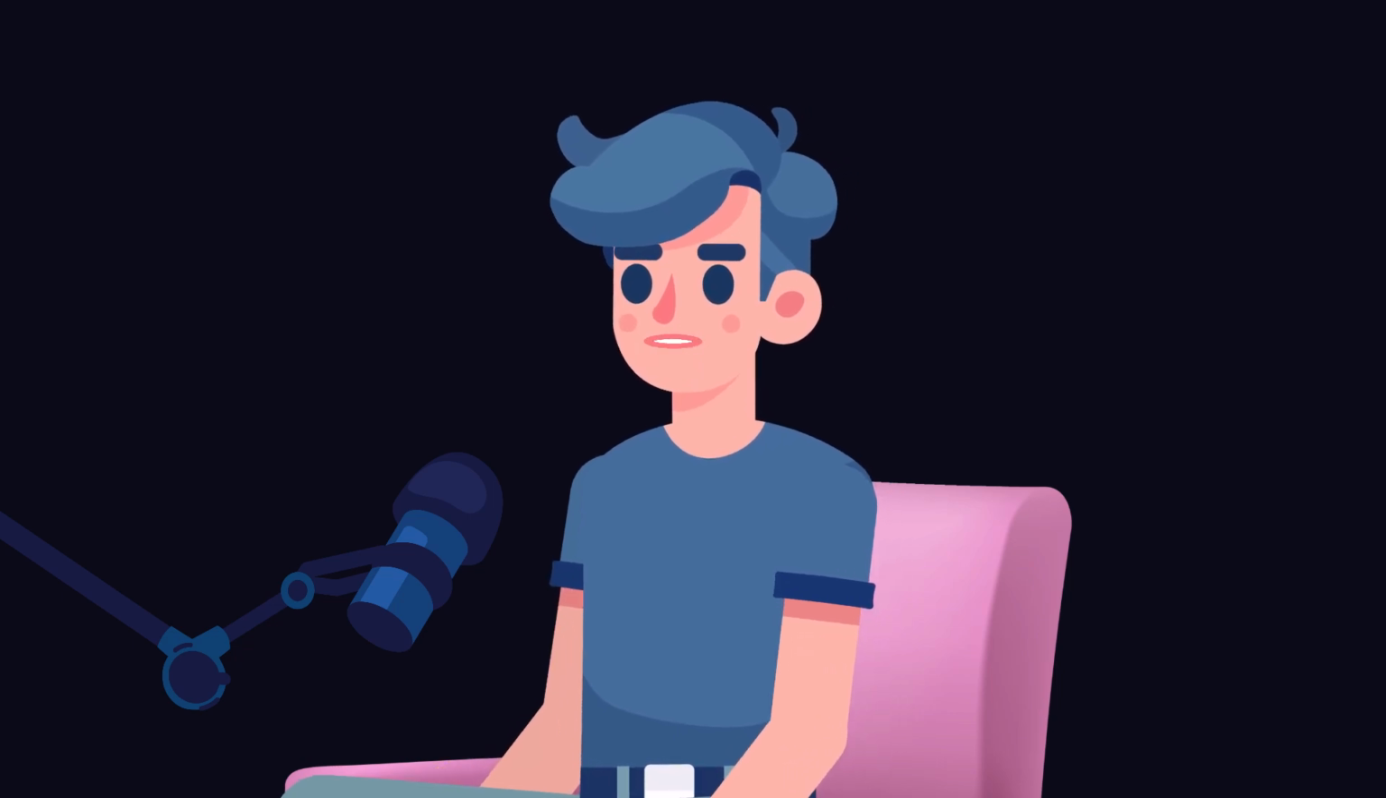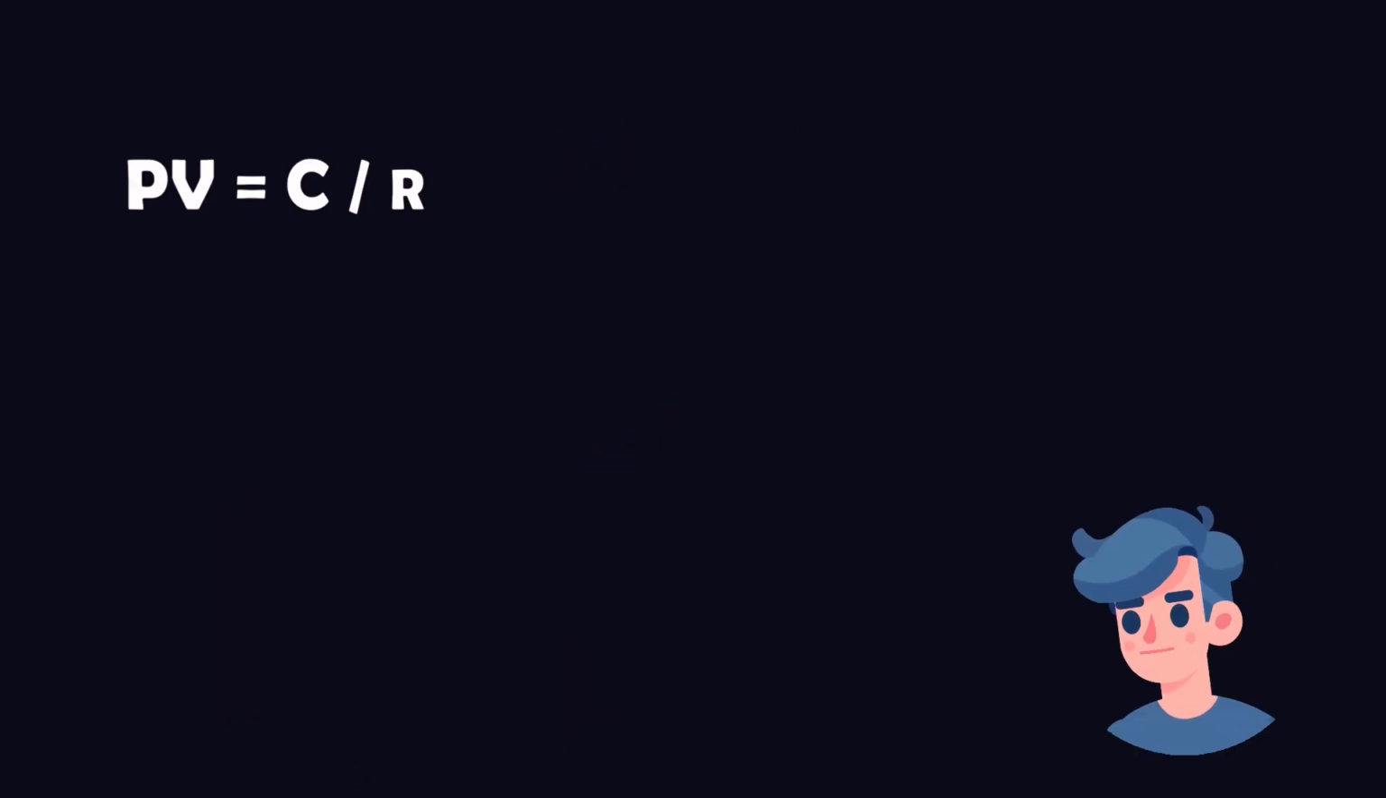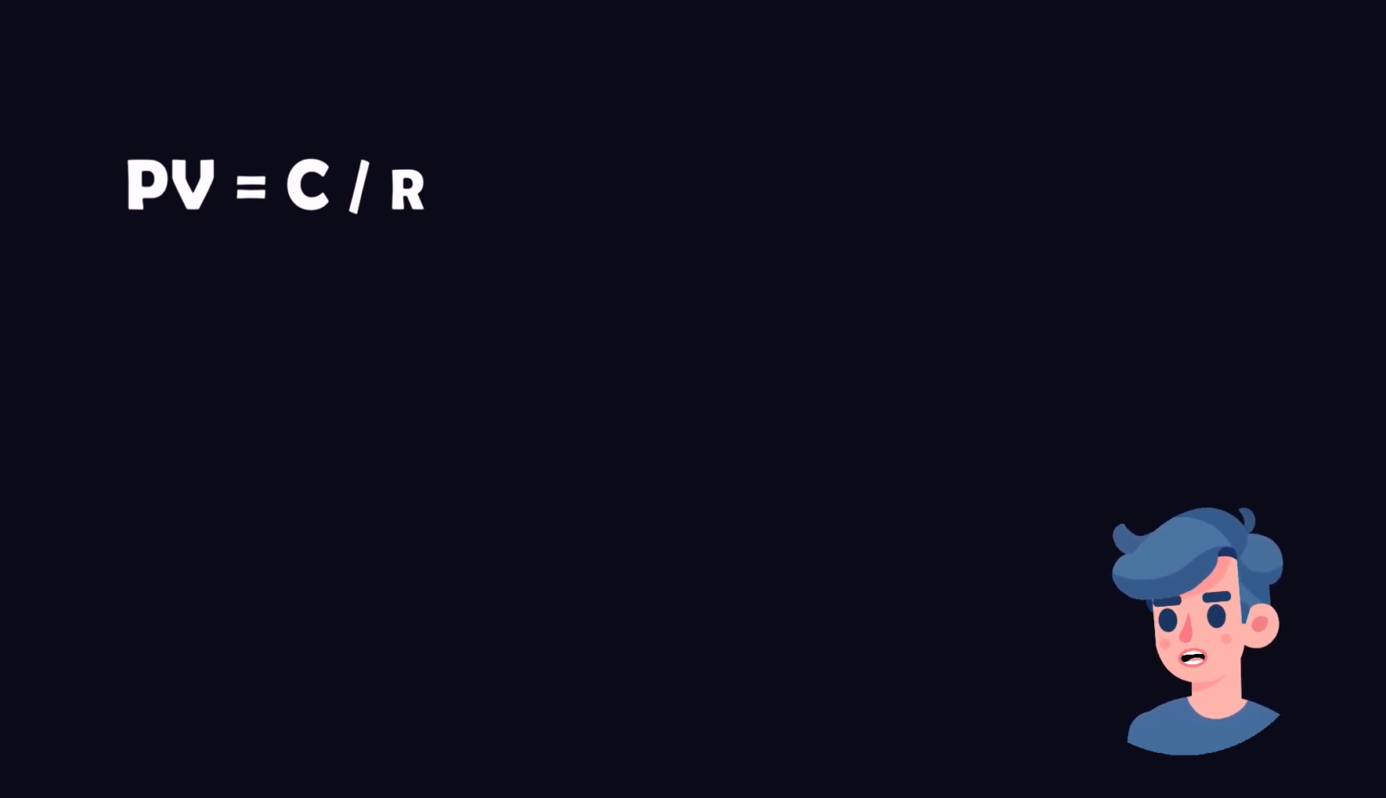Now, let's move on to the most critical formula related to perpetuities, the perpetuity value formula. The formula to calculate the present value, PV, of a perpetuity is quite straightforward. The present value of a perpetuity is calculated using this equation: PV equals C/R. Here, PV stands for present value, C stands for the constant cash flow, and R stands for the discount rate. Let's see an example of how this formula is applied in real life.